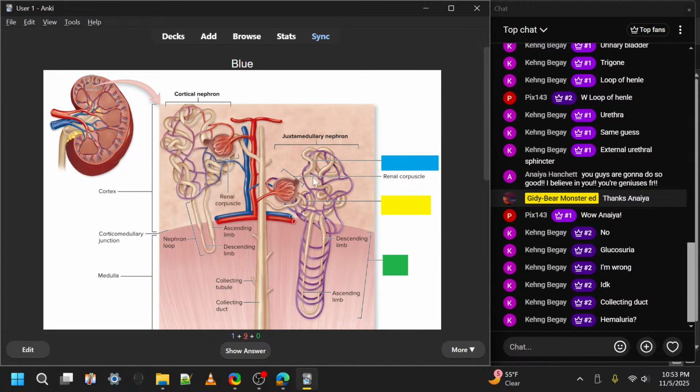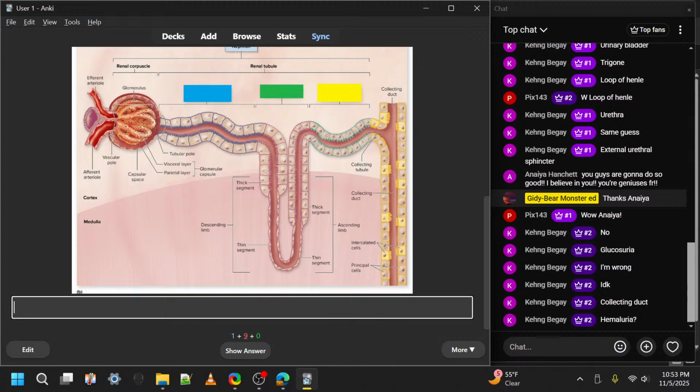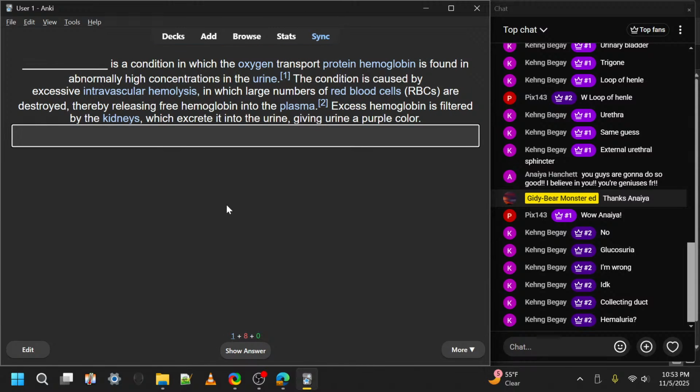Alright, blue. We've done this one so many times. But I need it. Proximal. This is the proximal convoluted tubule. Nice.